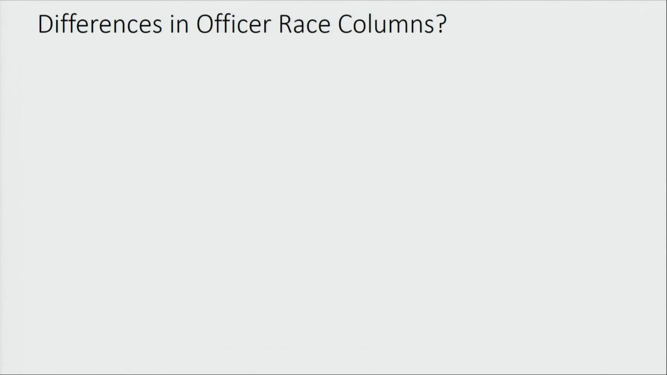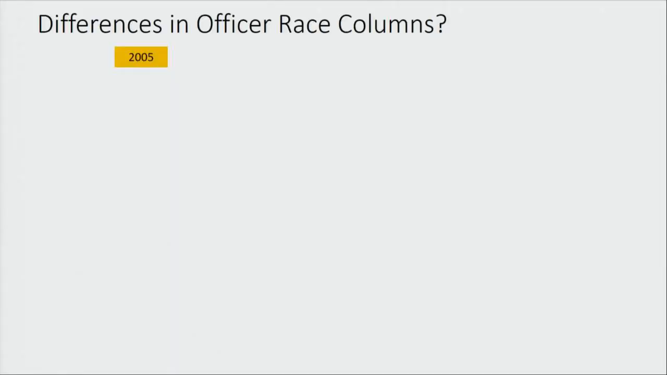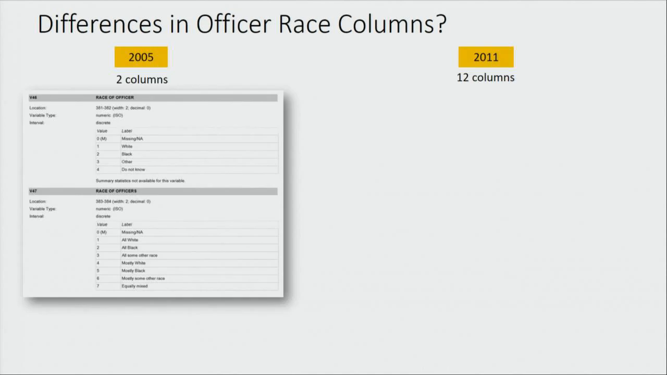So one example that I like to bring up about the spread out columns is the officer race column. Fryer used this variable, but in each of the years, it was spread out differently. For one of the years, 2005, this variable was split up into two columns, which doesn't sound too bad. But then you look at years like 2011, where you had 12 different columns for this one specific variable.